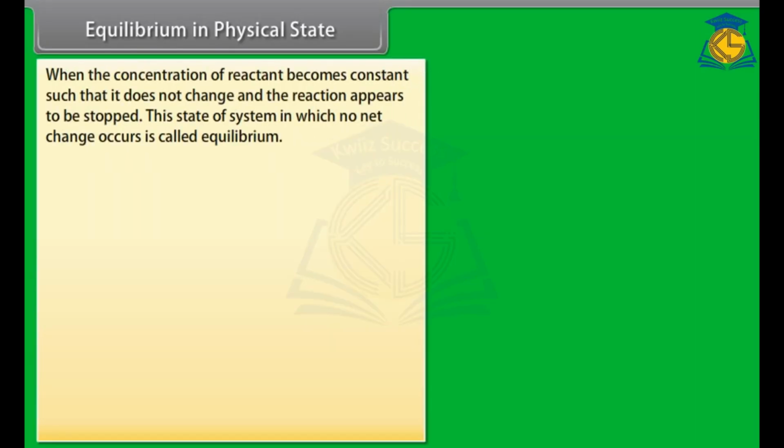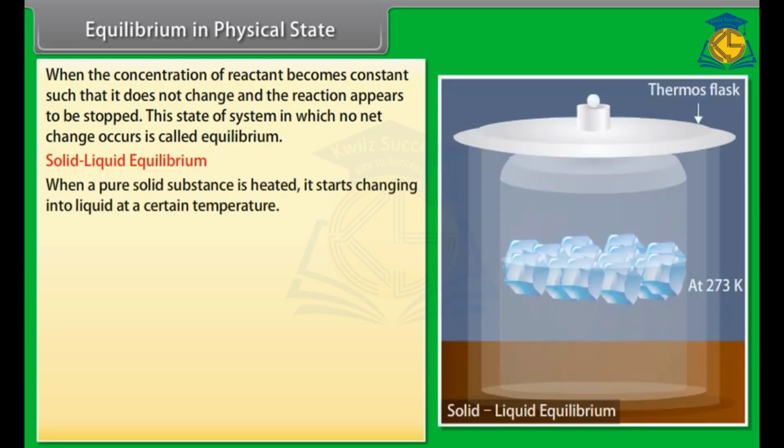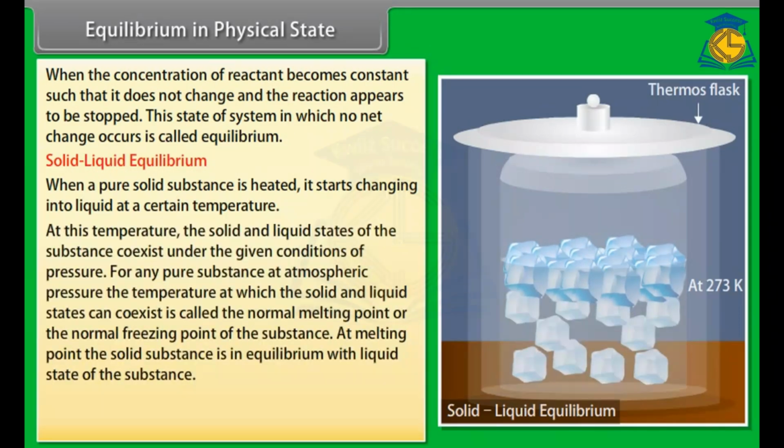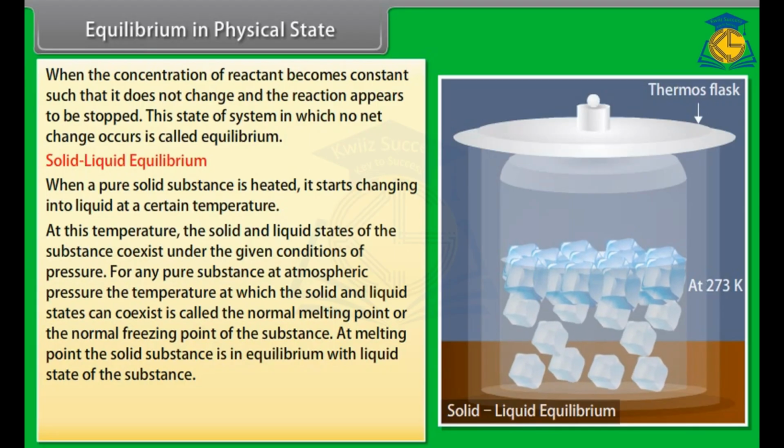Equilibrium in physical state. When the concentration of reactant becomes constant such that it does not change and the reaction appears to be stopped, the state of system in which no net change occurs is called equilibrium. Solid-liquid equilibrium. When a pure solid substance is heated, it starts changing into liquid at a certain temperature. At this temperature, the solid and liquid states of the substance coexist under the given conditions of pressure.